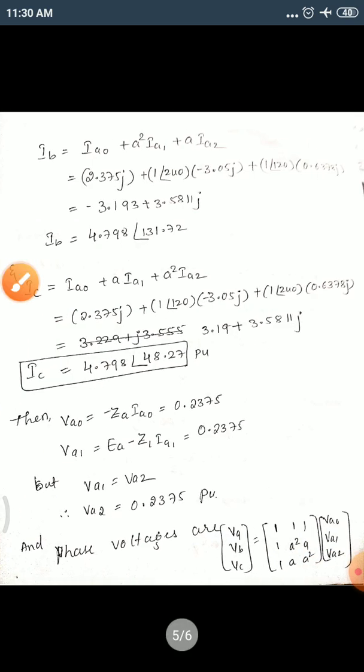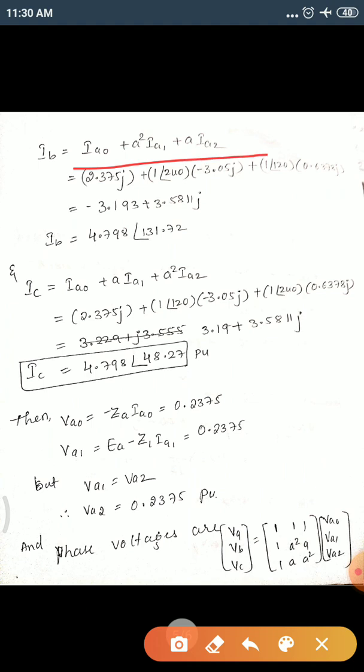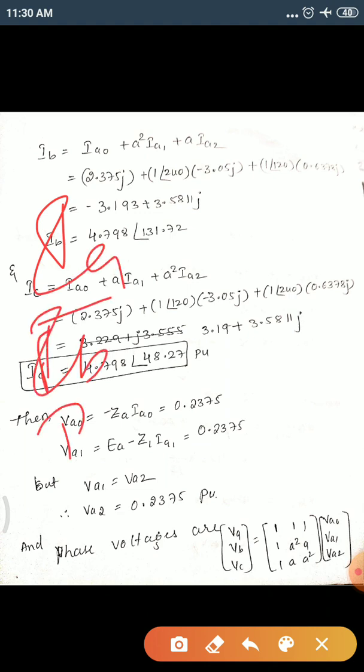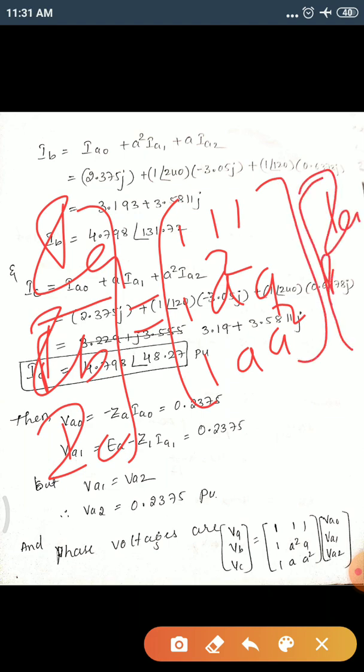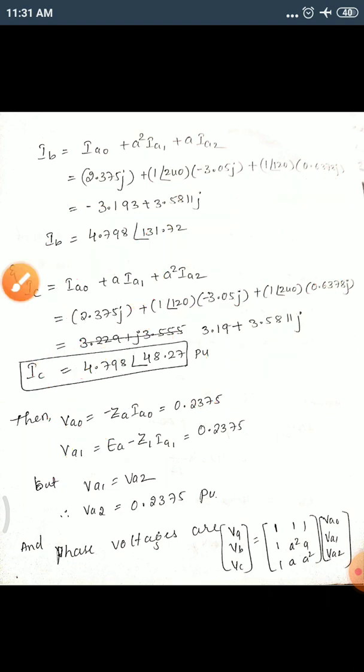Okay, this is IA. And next IB will be equal to this formula. IA0 plus A square IA1 is nothing but your IA. IB, IC will be equal to, phase currents will be equal to your operating matrix, that is 1 1 1, 1 A square A, 1 A A square, into your symmetrical components, that is IA0, IA1 and IA2. In the same way, if you expand this, you get the answers.